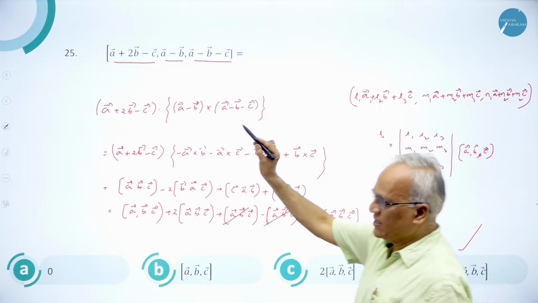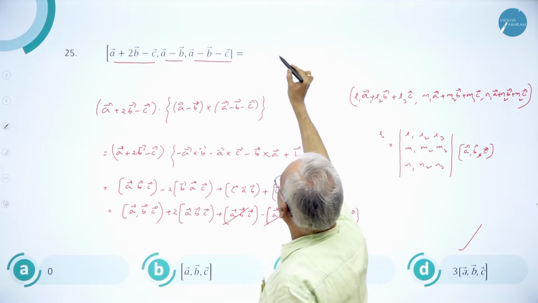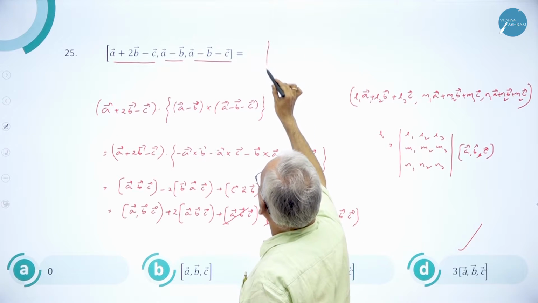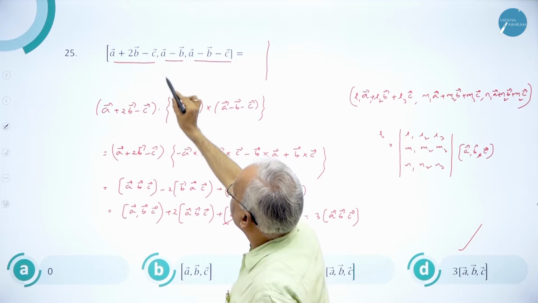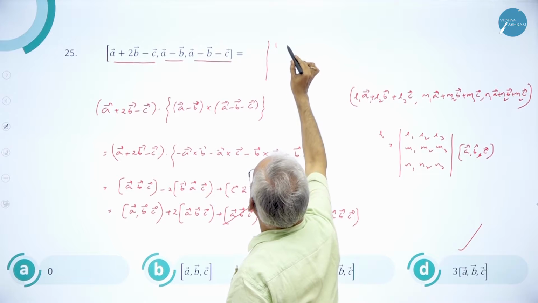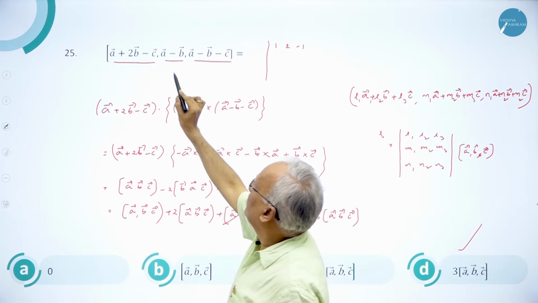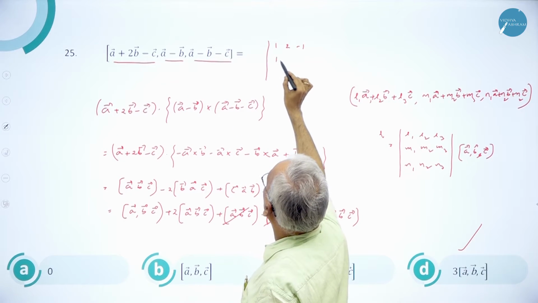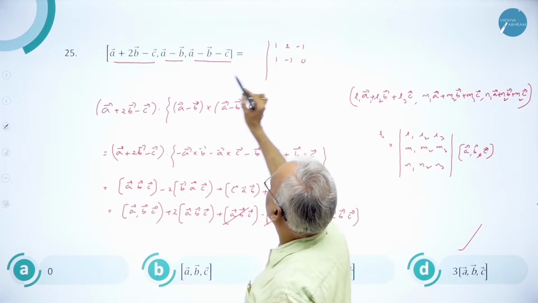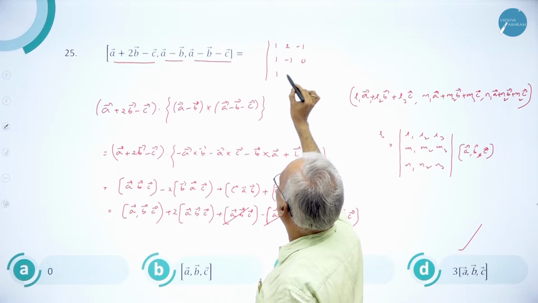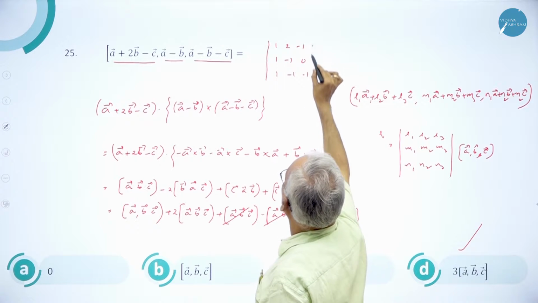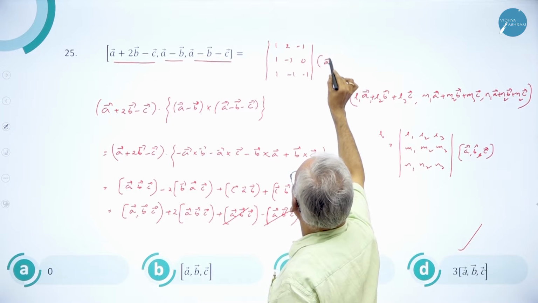So if you use that, just see, now this can be written as determinant of the coefficients of A, B, C: 1, 2, minus 1, the coefficients of ABC. Here coefficients of ABC are 1, minus 1, C coefficient is 0, and here 1, minus 1, minus 1, times box ABC.